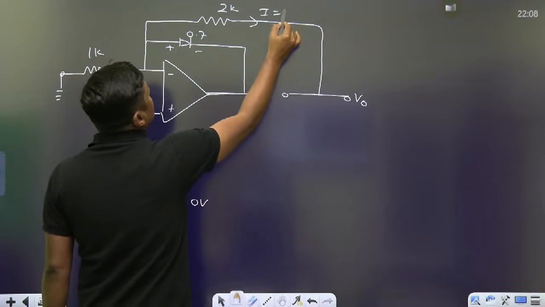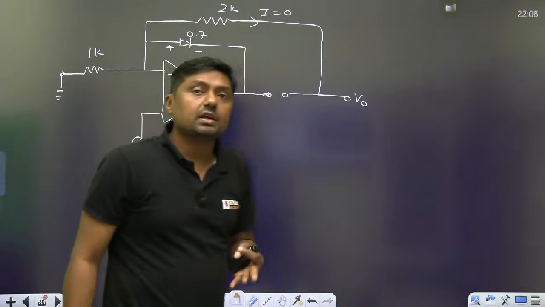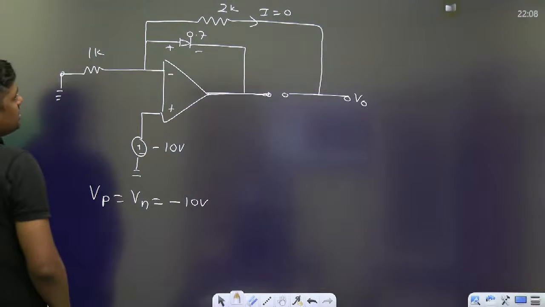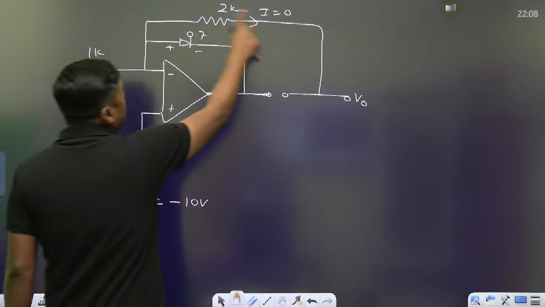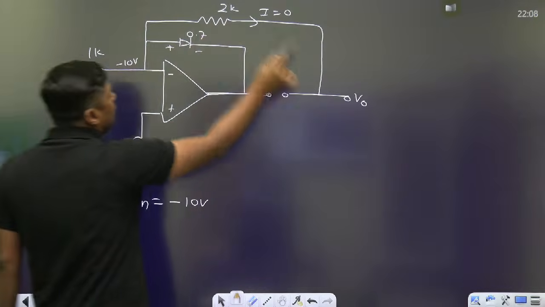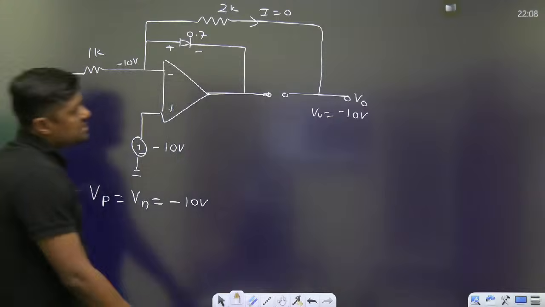But what is the current here? 0. Why is the current 0? Because that loop is open. RL is not connected here. So what will be the current? The current will be 0. So once the current is 0, because this is a floating point, the voltage at this point is minus 10 volt. So what will be the voltage at this point? Minus 10 volt.